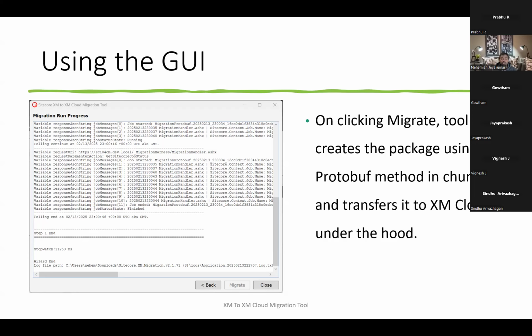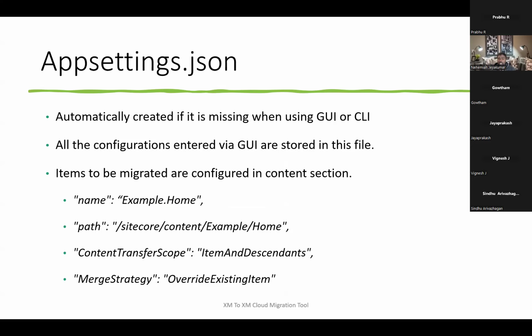So what this GUI tool will do is create the appsettings JSON file in the same folder where the tool is being executed, and all the information that you enter will be saved in the JSON file. We'll talk about the JSON file in the next slide. The appsettings JSON file is not provided as part of the tool archive. So when you extract it for the first time, the JSON file will not be available.